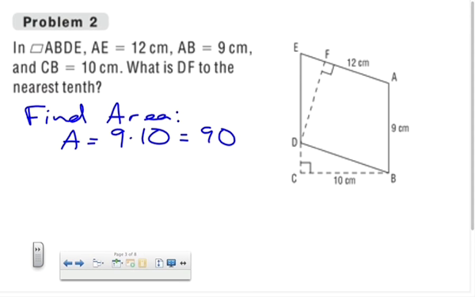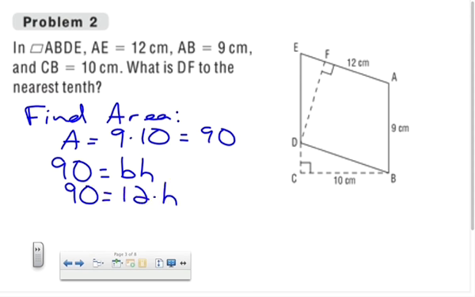But the problem is asking me for the length of DF. Realize what DF is. DF is the height for the other base. What you need to realize is that it doesn't matter which base and height I'm using. The area stays the same. So that 90 equals the other base times the other height. Well, the other base is 12, so 90 equals 12 times, and I'm trying to figure out what the height is. Now you're just solving an equation by dividing both sides by 12.